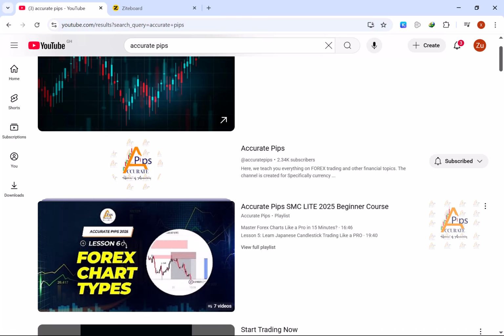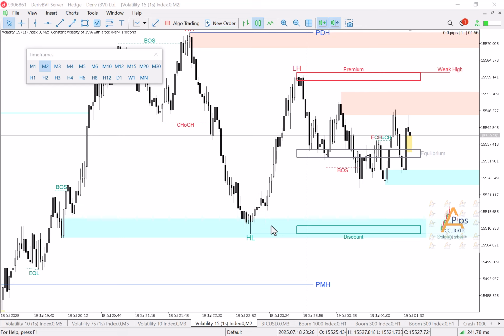Okay, guys, so here we are on my MT5. As you can see, this is my Deriv account, and currently this is Volatility 15s running. Okay, and I'm going to explain how I use this system, the time frames I use, how I pick trades on the system, and how I confirm my entries as well.